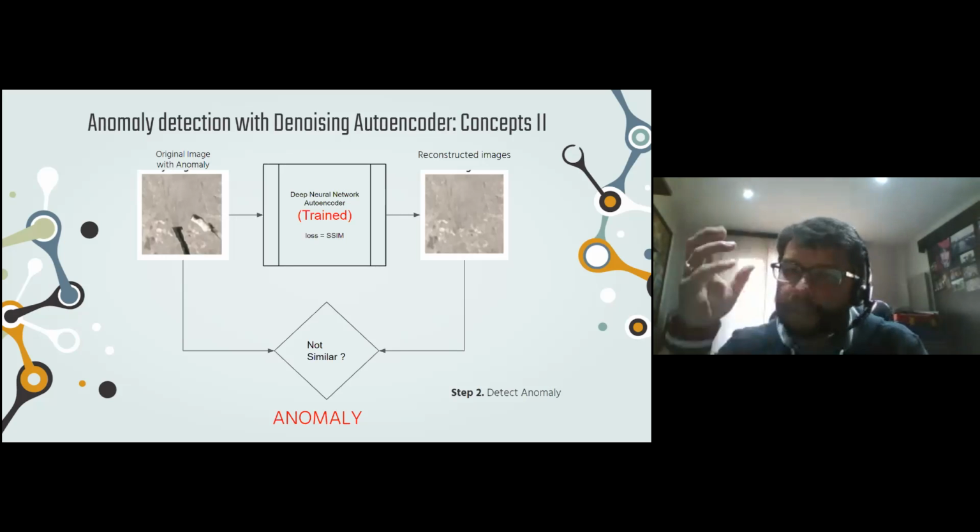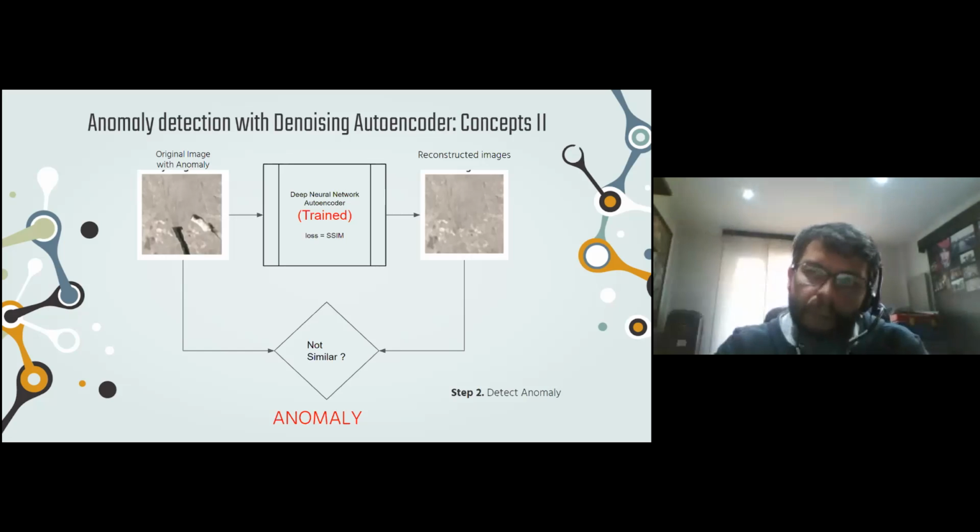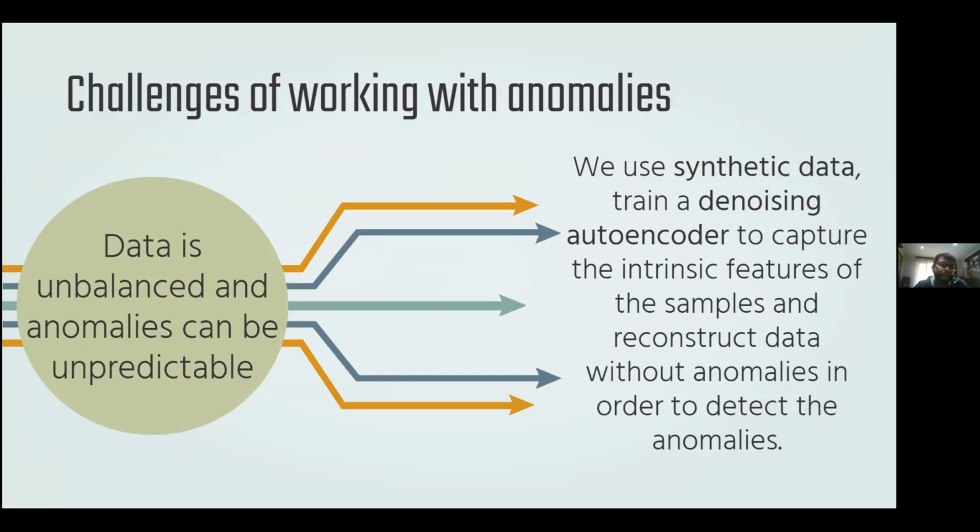Yes. So that means that we have two steps. The first one was to train the deep neural network with some convolutional architecture. And in this second part, we use the trained autoencoder in order to determine if we have one anomaly or not. Next, please.